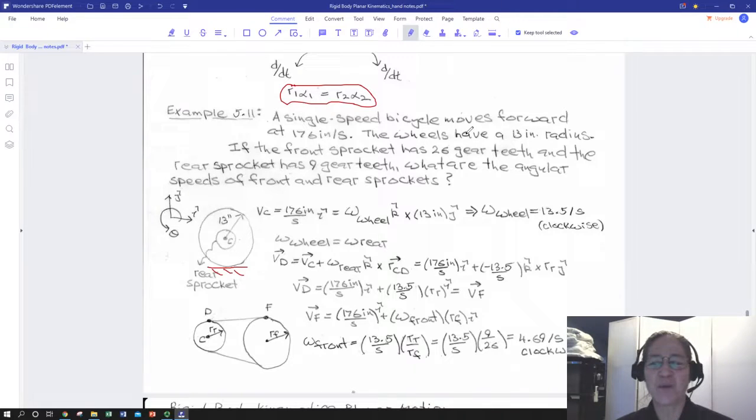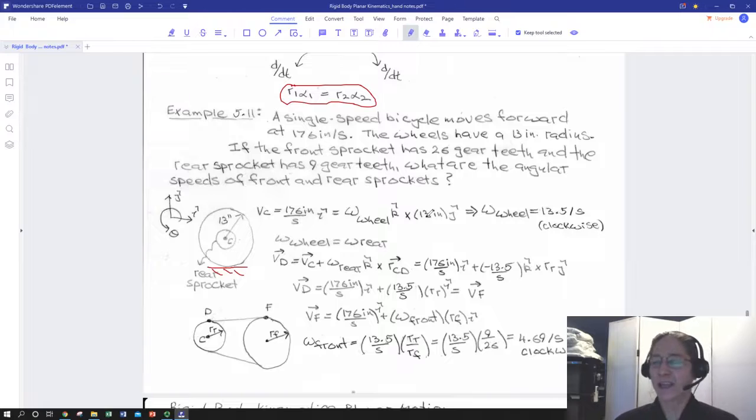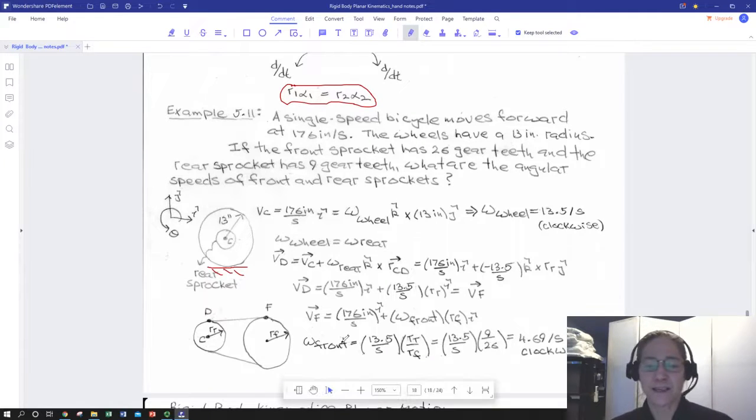They're rotating together. The trick then is to use what we know about the number of gear teeth in the front and the back to get information about the angular velocity of the front and the back sprocket that are connected with a chain. You can think of gear teeth as relating to radius. So if we have 26 gear teeth versus 9 gear teeth, you could say the ratio of the radius of the front to the radius of the back is 26 to 9. That's the key to solving this.